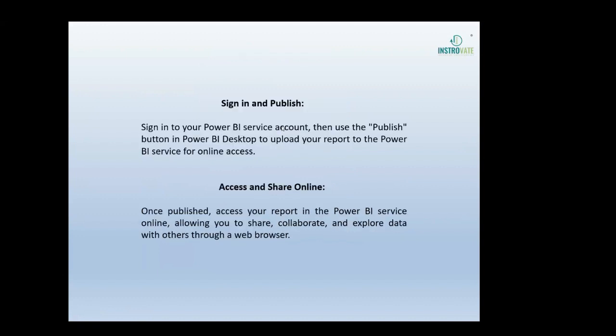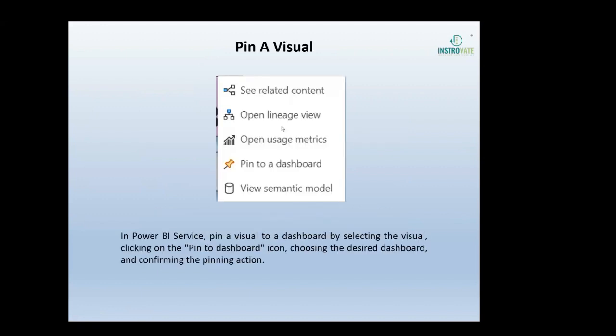Now, first you need to sign in to publish. So sign in to your Power BI service account, then use the Publish button in Power BI Desktop, and you can upload the report to the Power BI service for online access. Now, once published, anyone can access your report in Power BI service, and you can share it with your colleagues, you can collaborate, and you can explore data with others through a web browser.